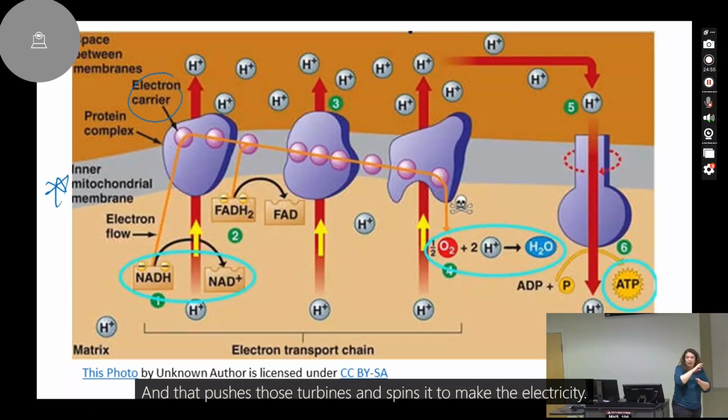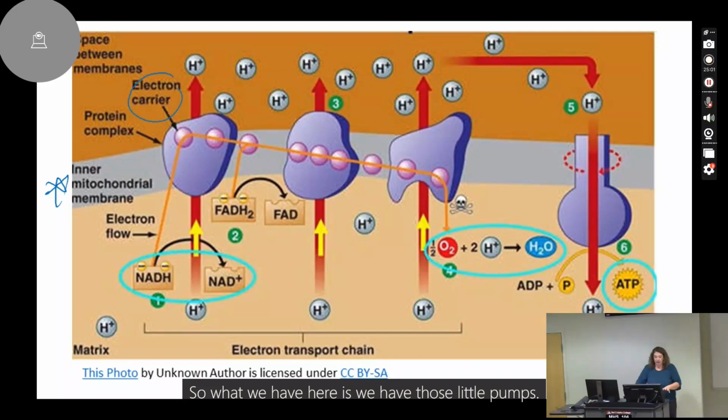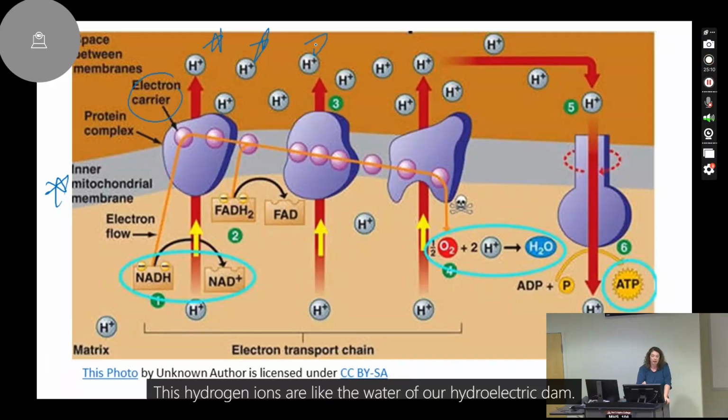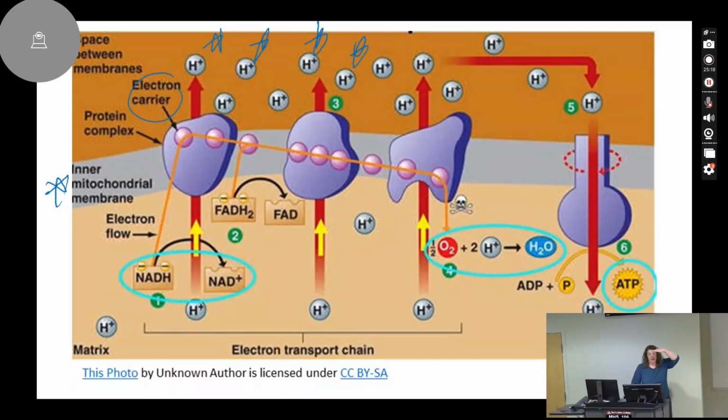And that pushes those turbines and spins it to make the electricity. So what we have here is these little pumps. We have this NADH and NAD+. Basically, what's happening is they're dropping off these hydrogens. These hydrogen ions are like the water of our hydroelectric dam, and they're all building up on one side of the membrane.